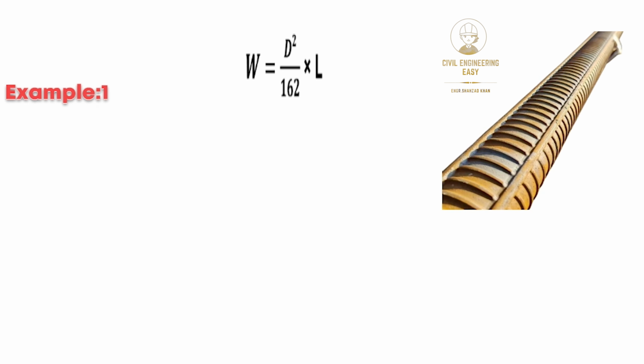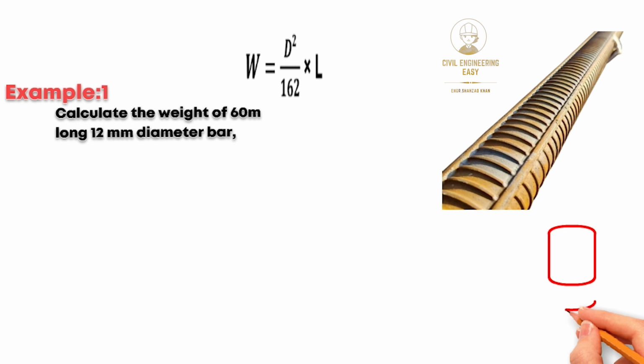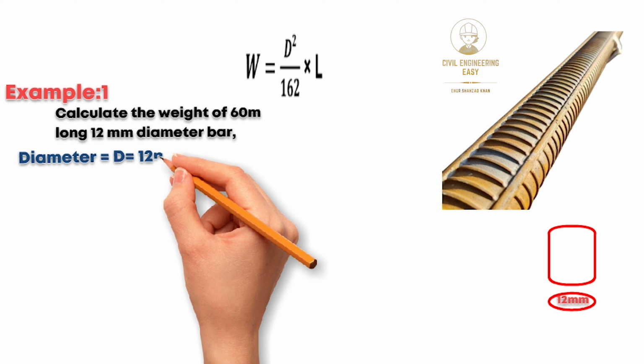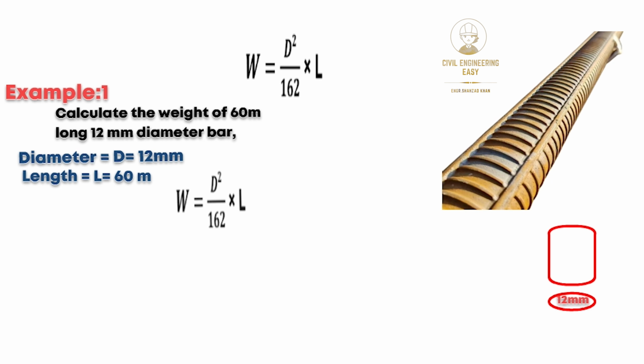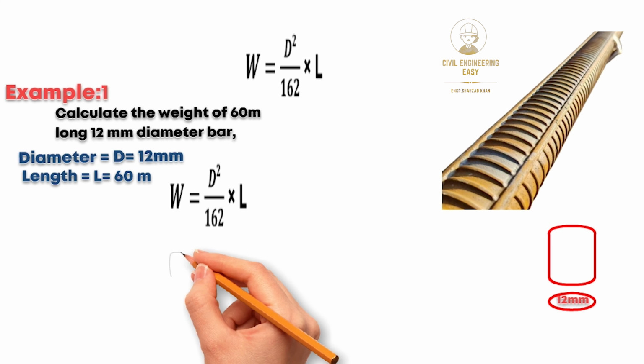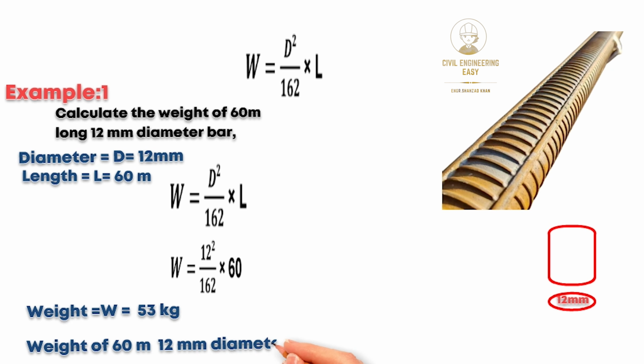Example number 1. It is given to calculate the weight of a 60 meters long, 12 millimeter diameter bar. Here diameter is equal to 12 millimeters, length of the bar is 60 meters. As we know, the formula to calculate the steel weight is D squared divided by 162 multiplied by the length. By putting the value of diameter and total length of the bar, we will get the total weight of the bar, which is 53 kilograms. So the weight of a 60 meters, 12 millimeter diameter bar is 53 kilograms.